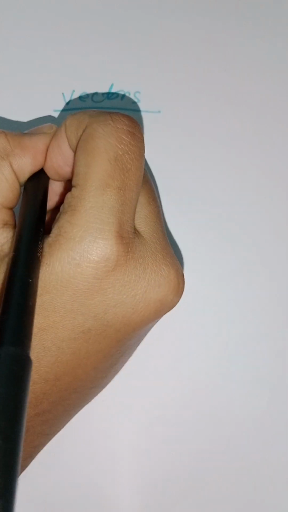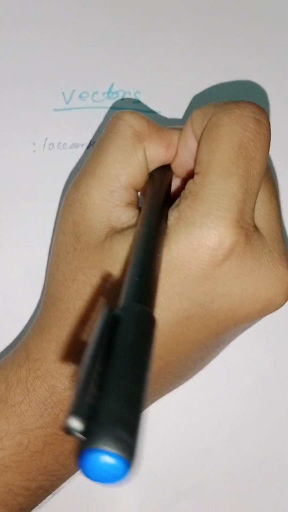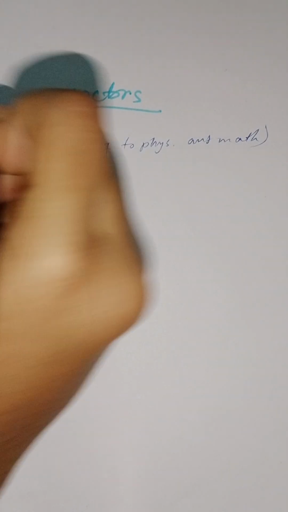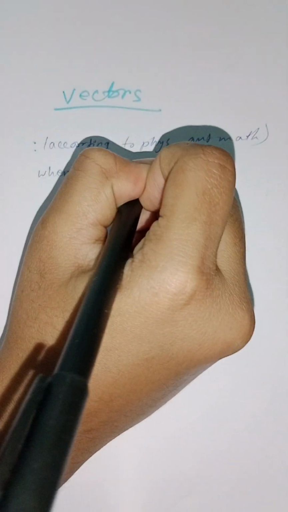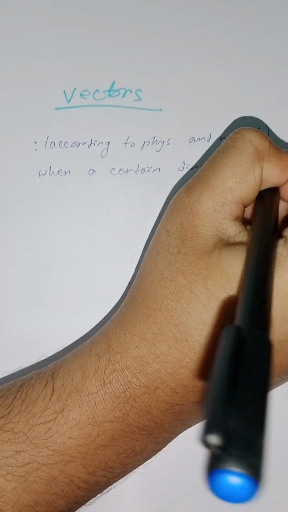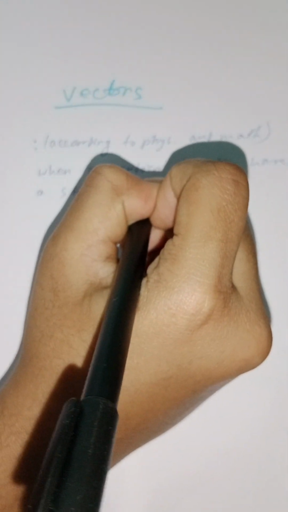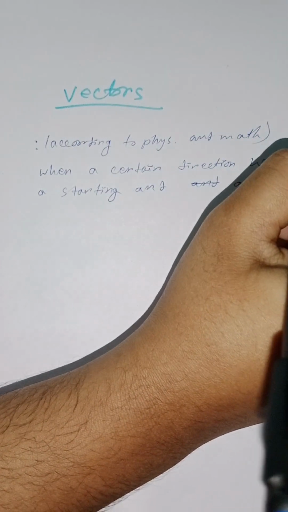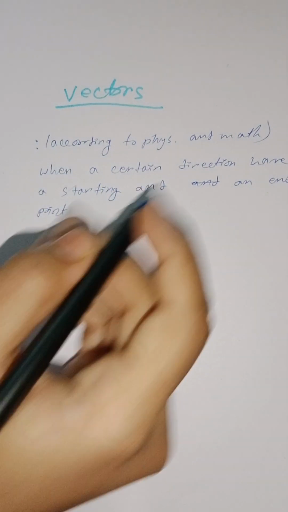Vectors, according to physics and mathematics, means that when a certain direction has a starting and an ending point. So as you can see, it has to be a straight line.